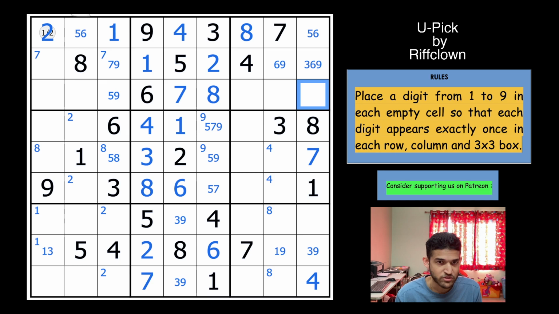Right, let's make use of that. I said that I won't be using it, but let's see. Look at these three cells, 3, 9, 3, 6, 9 and 6, 9. This is a typical XYZ wing.